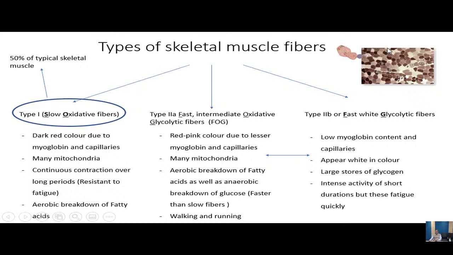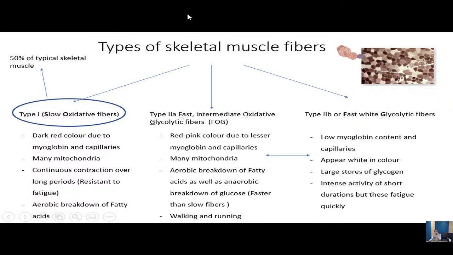Here, if you take a section of the skeletal muscle and put it under the microscope, you will see that certain fibers are dark in color, certain fibers are absolutely light in color, like white, and certain fibers are intermediate, gray in color. Accordingly, these dark fibers are type 1 fibers. The absolute white ones are type 2B fibers, and the intermediate gray ones are the type 2A fibers. These fibers are very important from the sports medicine point of view.